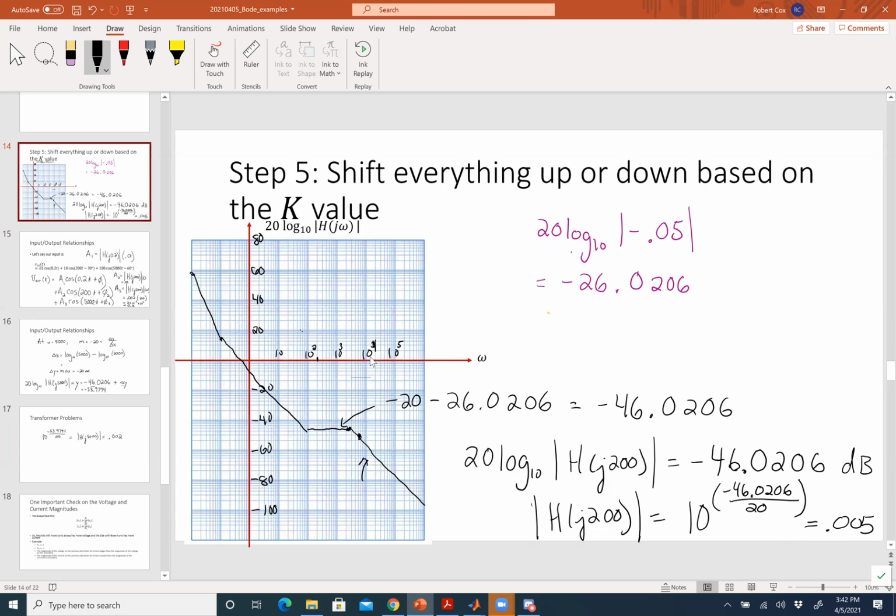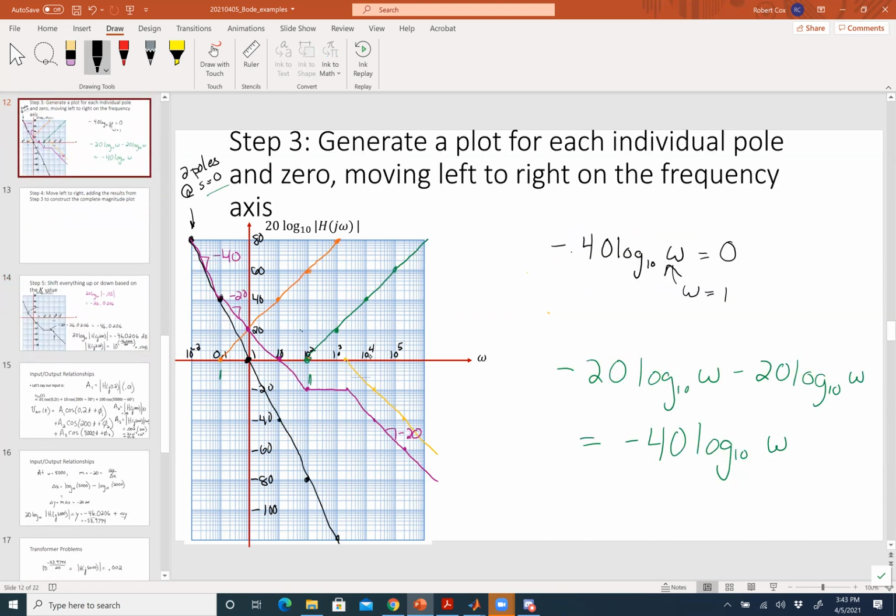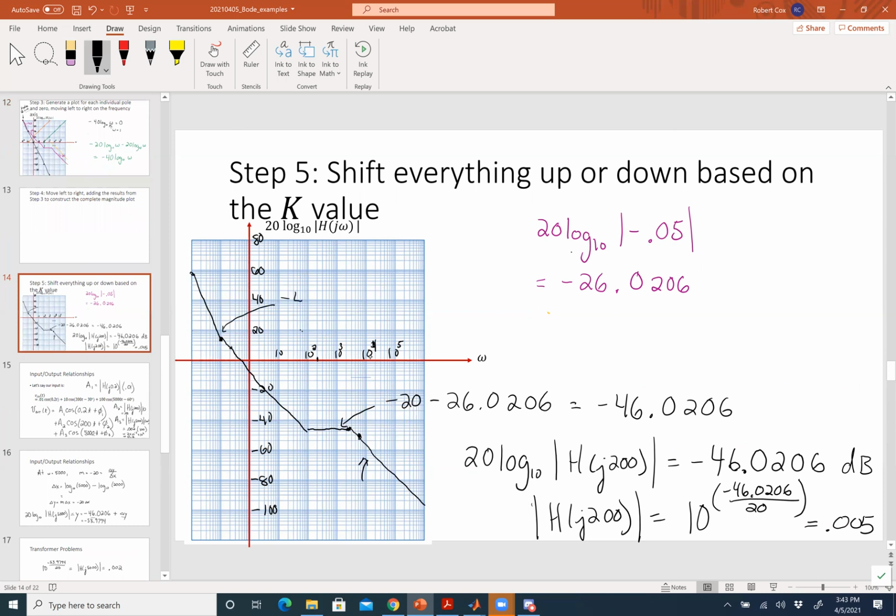At 0.2, it's right here, right? So that guy is somewhere around 10-ish dB if I look at where that is. But if I wanted to figure that out, I could pretty easily figure out what this point is, right? This point right here started out at -40, and then it shifted down -26. So this guy is -40 minus 26.0206, right? And I could figure out what the value is at that point exactly.